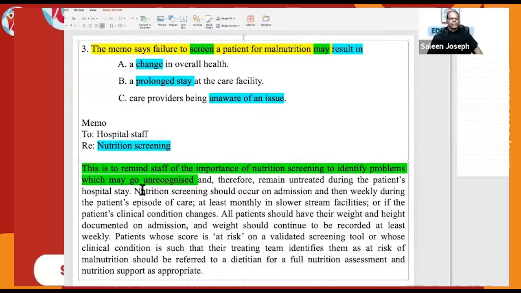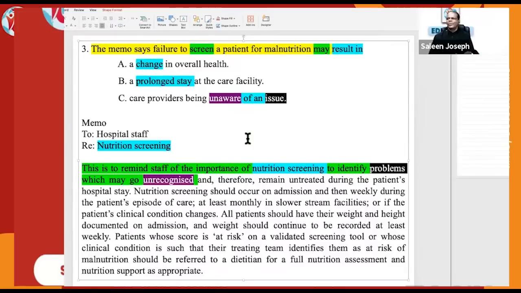I'll show you later. Now you see, this is to remind staff of the importance of nutrition screening, the topic, to identify problems which may go unrecognized. Do you have any similarity in any of the answer options, hedging words? Unaware of the issues. Unaware means unrecognized. Problems, issue. In topic sentence based questions, as soon as you read the first sentence, you will see the synonyms of the same thing being explained there.